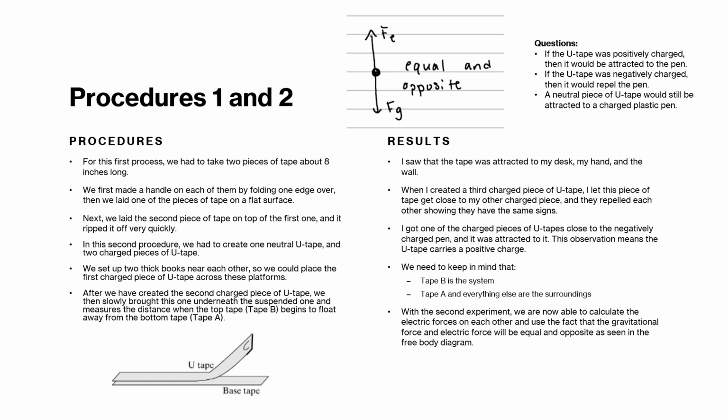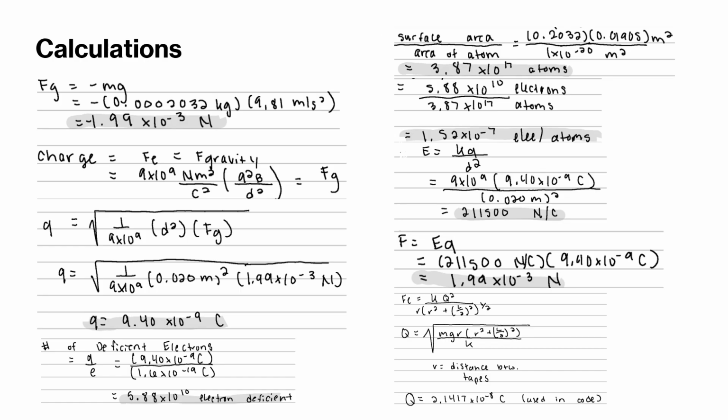With the second experiment, we are now able to calculate the electric forces on each other and use the fact that the gravitational force and electric force will be equal and opposite, as seen in the free body diagram. These calculations were very similar to Lab 1, as we found the gravitational force, the charge, the deficient number of electrons, the number of atoms, the electrons per atoms, and then we found the electric force on the right. We also found an equation to calculate the amount of charge on the entire piece of tape as a line of charge instead of just a point charge.